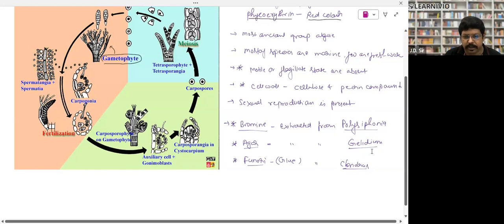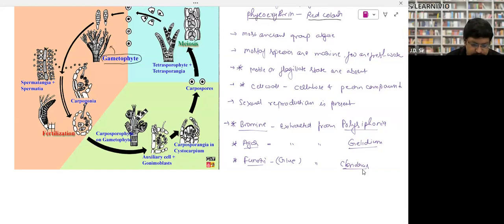Agar is extracted from Gelidium. And Funori is a type of glue. It is extracted from Gloiopeltis, right? So that you need to remember. It is very, very important. This economic importance is very important. Bromine, yes, we did. Agar and carrageen. One more thing. Carrageen again.